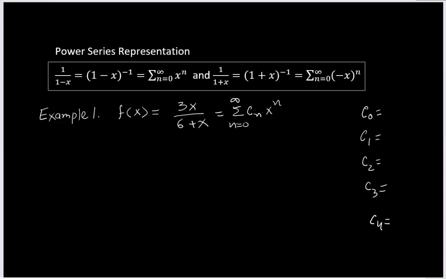Example 1, we have a function f of x equals 3x over 6 plus x, and we want to write this one as a sum of infinite terms, and then we want to find what is C0, C1, C2, C3, C4 like this. So first let us take the problem. We have f of x, which is 3x over 6 plus x.